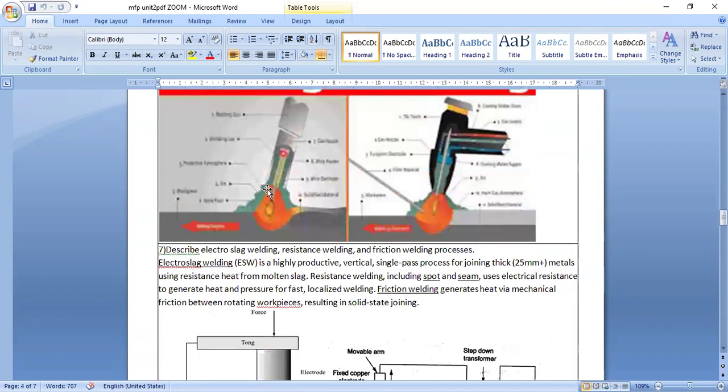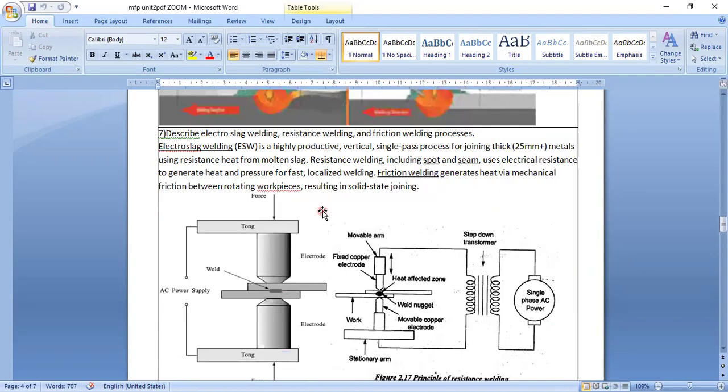So here in the diagram you can see this is the welding part. This is a consumable. This is a non-consumable electrode. But the figure is the same here. The seventh one also you can see.